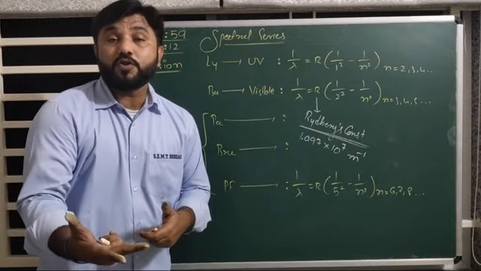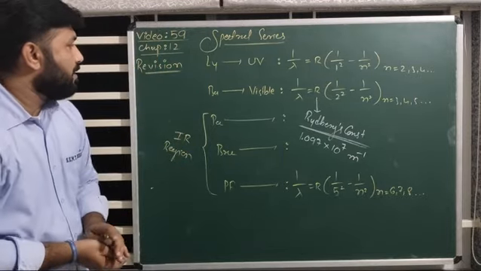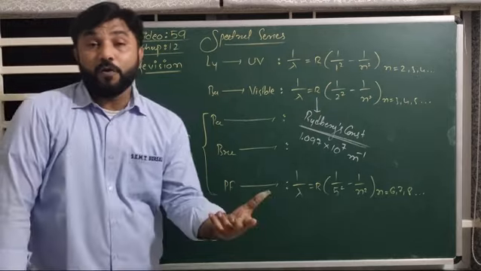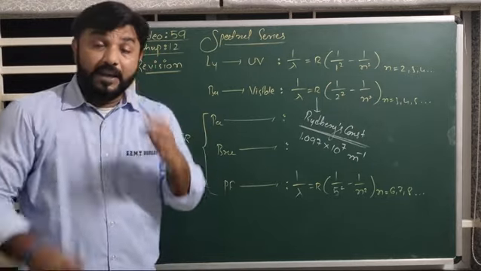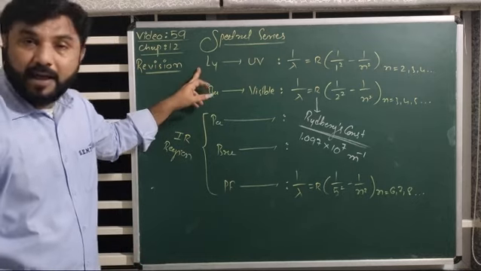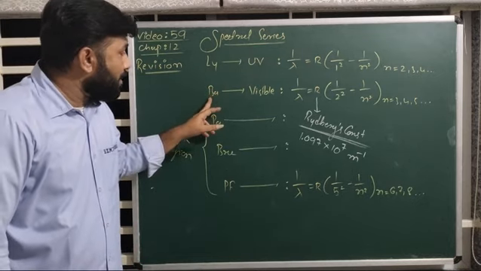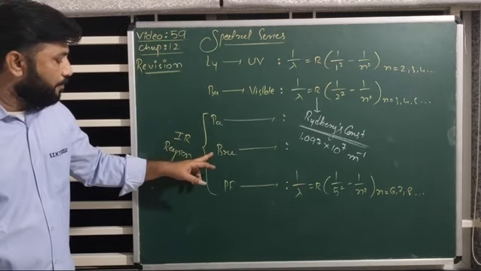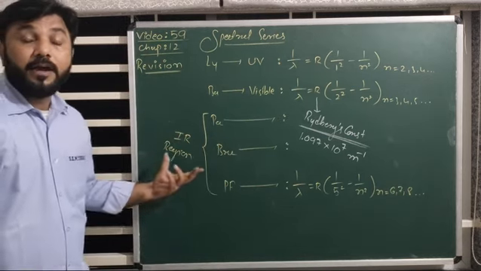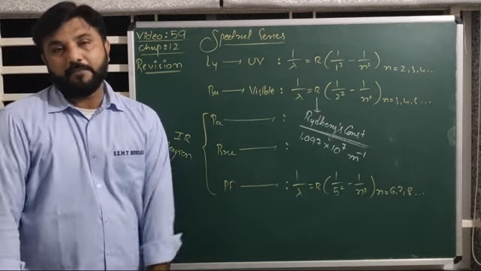There are a few short questions based on this series. That means, which of the following series falls in the ultraviolet region? If it is ultraviolet, then it is Lyman. If it is Balmer series, it is for the visible region. And for Paschen, Brackett and Pfund, infrared region.